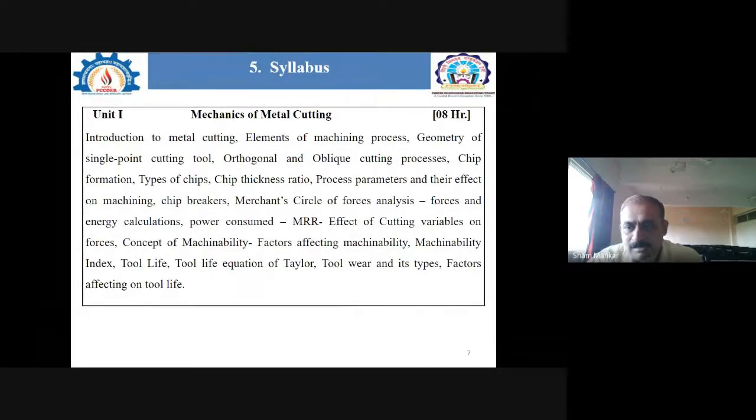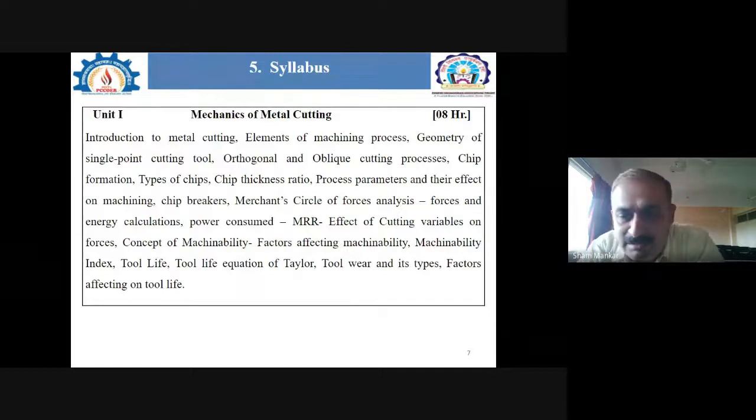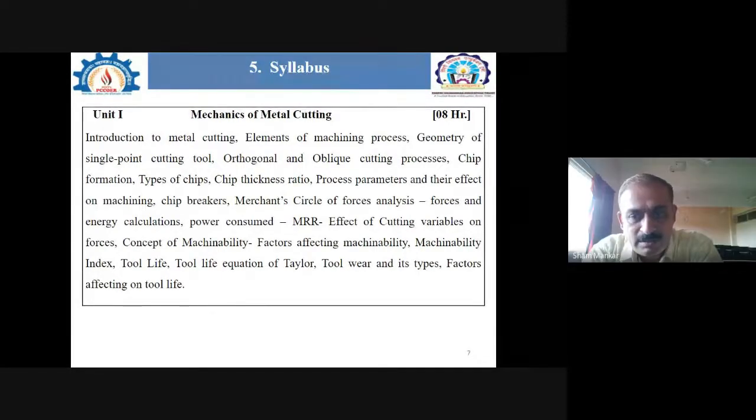Yuvraj Lomte, are you there? I am audible. Yes, sir. So, can you define what is meant by tool life? It can be the duration which it can stand. Correct. Anyone?